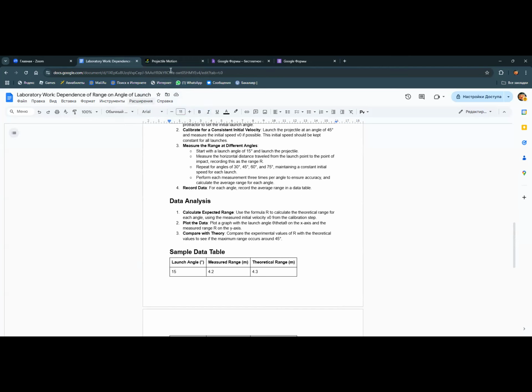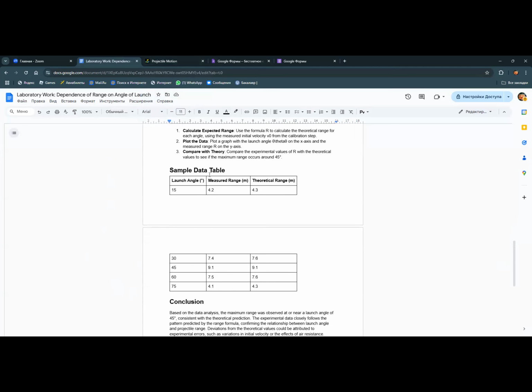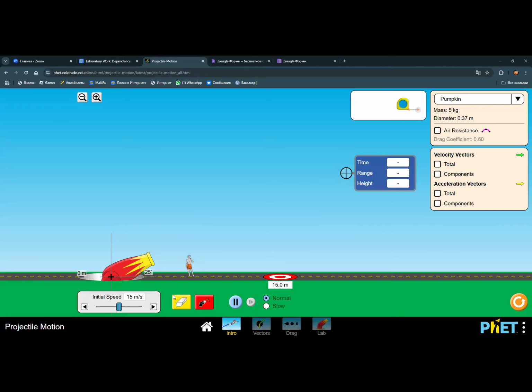We need to compare the real distance with the calculated distance, or the theoretical range. We will create this data table where the first column is the launch angle, the second is the measured range, and the third one is the theoretical range. You need to launch every projectile at every angle with the same initial velocity and measure the distance, our experimental distance. For example, our projectile at 25 degrees and the initial speed of 15 meters per second.